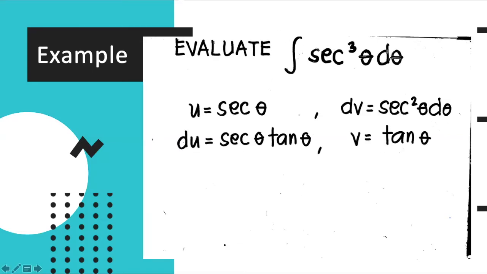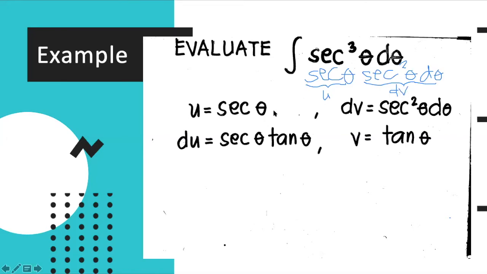Okay, we will factor out. So this will be factored, so we know what to use as u. So secant cube theta is equal to secant theta times secant squared theta times, of course, d theta. So integration by parts. So we will let this part of the integrand be our u, and this is our dv.